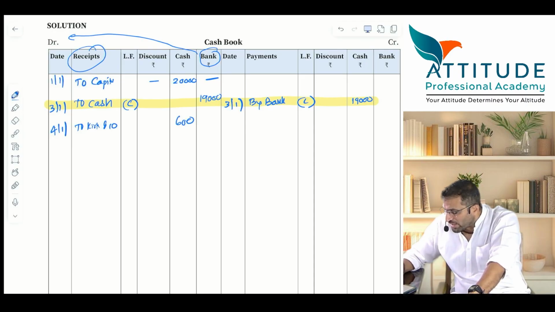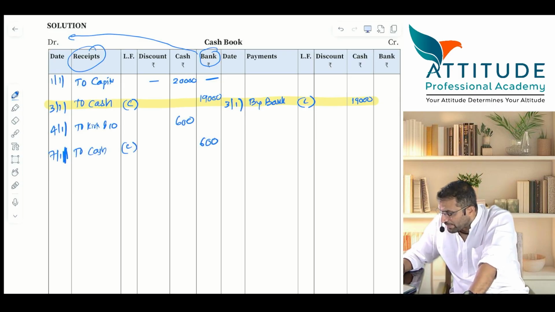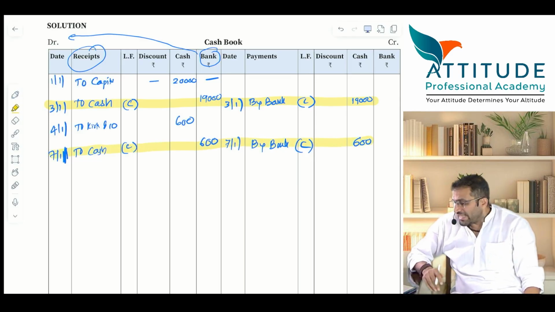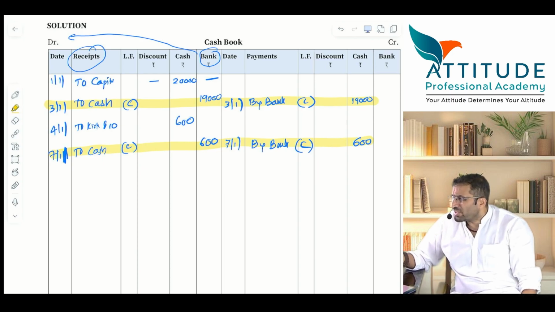Bank. So bank account debit 600, contra entry to cash. This is on 7-1. Yes or no? Same line. I just take on same line. By bank, contra entry, 600 in the cash column. Now tell me, is it coming in the same line? अरे बोलो भाई. These are contra entries. I generally put on the same line. You can also put it on the same line.